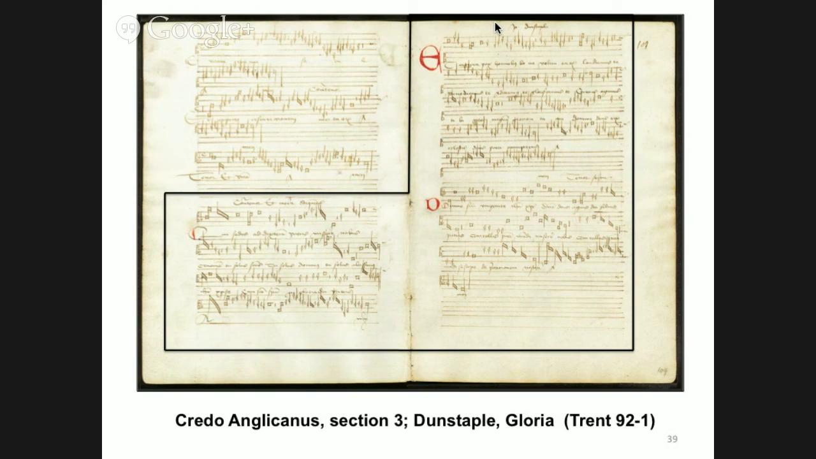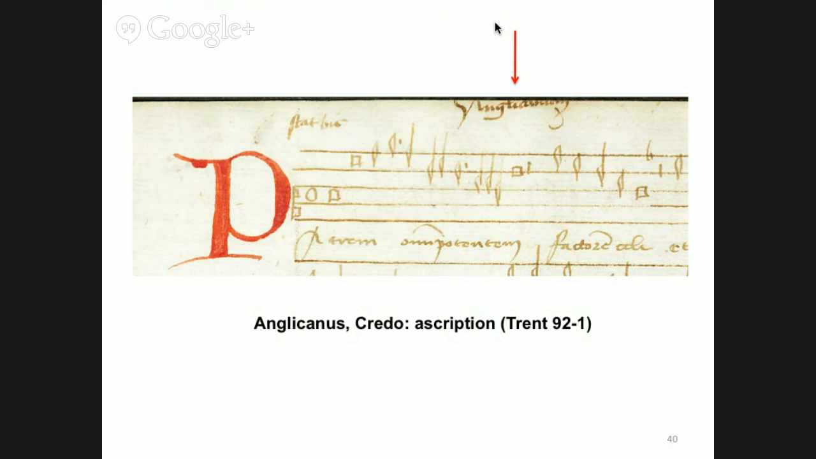If this hypothesis is correct, then it means that two intimately related credos, the Credo Anglicanus and JD8, were at one stage adjacent. Two further features of Trent 92.1 are worth noting here. The first is the use of a darker ink for the inscription at the head of the Credo Anglicanus, a darker ink than for the piece itself, probably indicating that this was a later addition.